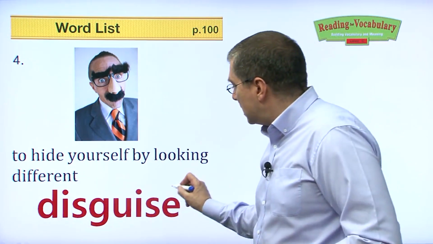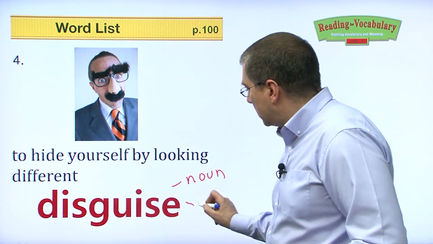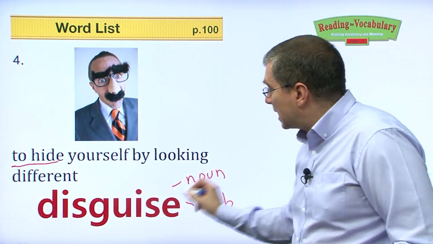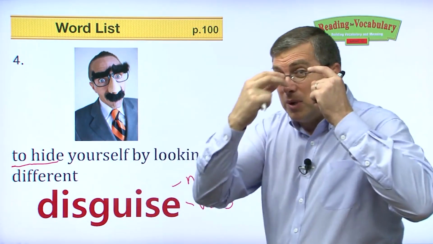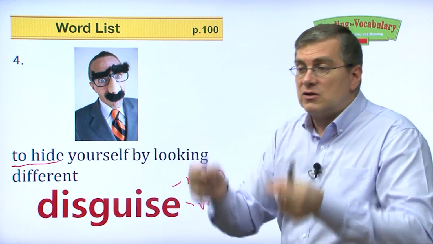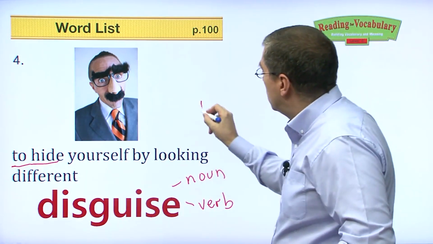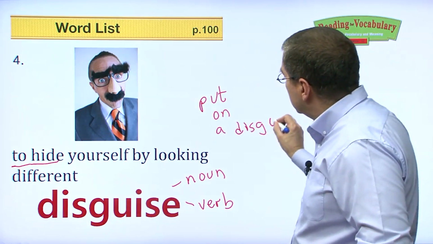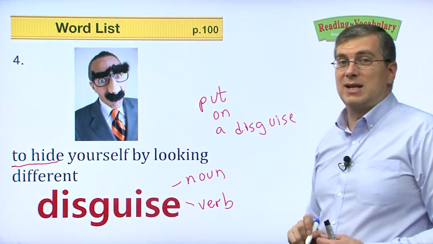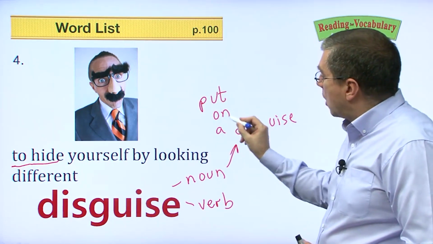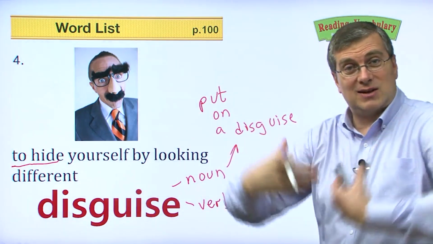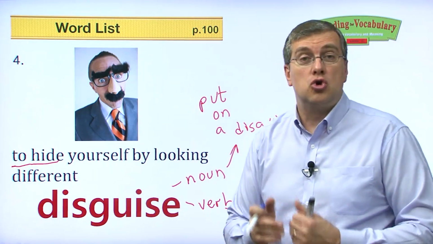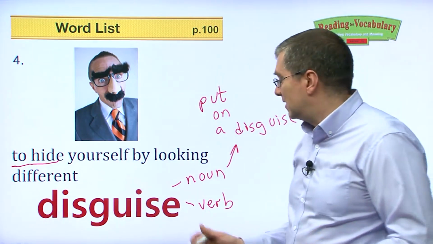Also, disguise can be a noun also, right? But here it is a verb. In this definition, to hide, that is a verb, but it can also be a noun. The glasses with the big nose and the mustache, that is a disguise. So you put on a disguise. So you can use disguise as a verb or as a noun. If you use it as a noun, you can say put on a disguise. And disguise can be clothes too. If you want to hide your true identity, you don't want anybody to know who you are, put on a disguise. Disguise yourself.